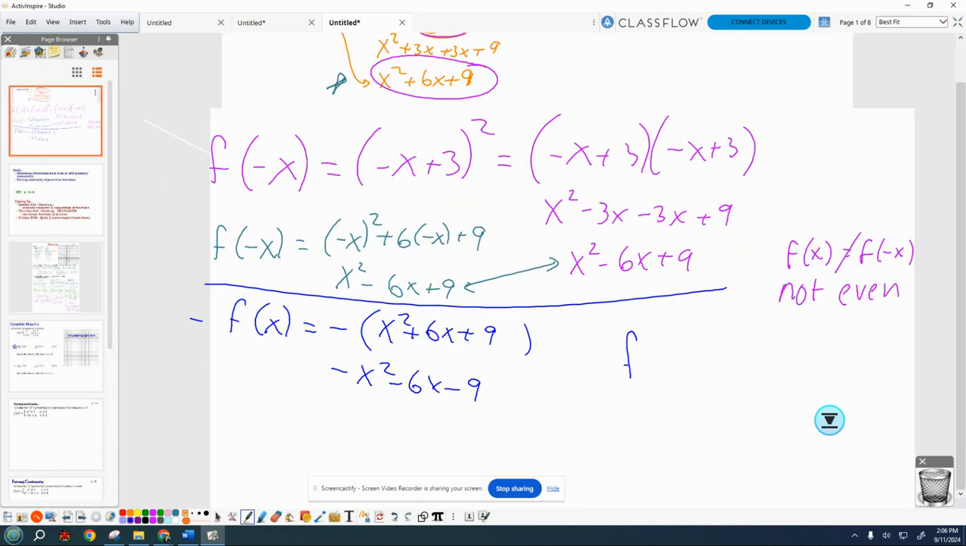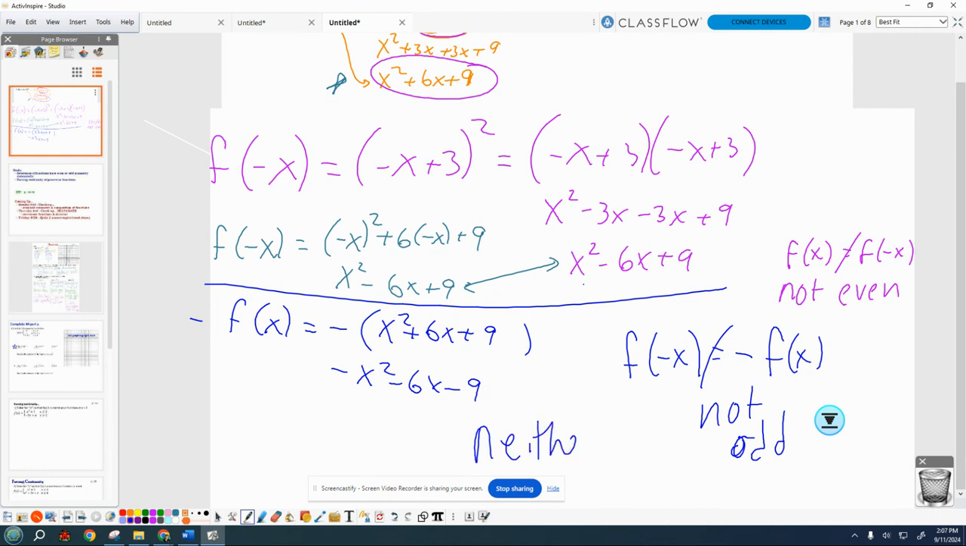For it to be odd, does f of negative x equal negative f of x? Does this negative x squared minus 6x minus 9, does that equal this pink stuff? Or no. So is it odd? So what do we call it? Neither. Is there another option? Nope. Even, odd, neither. Free spirit, wild and crazy.